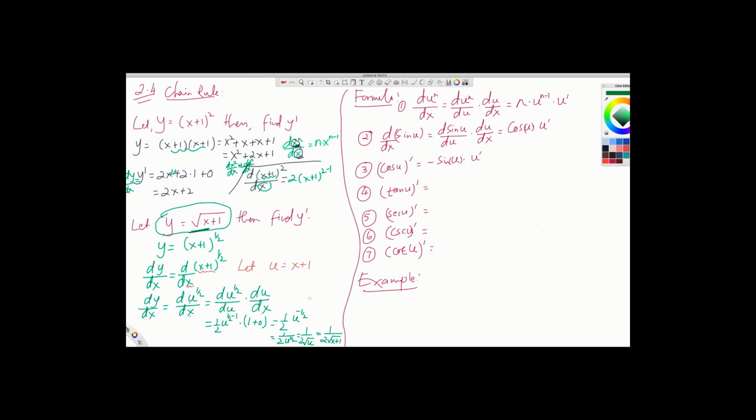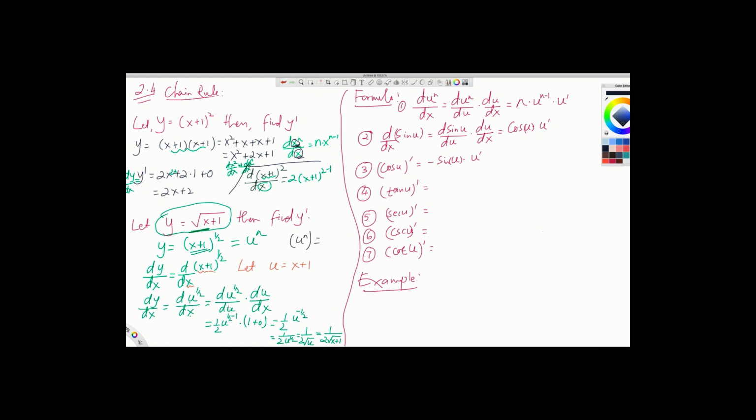So that is the derivative. But here, I was trying to make them match. I was assuming x plus 1, just the base, not the exponent, as u, right? And then you were able to write this as u to the n. When you find the derivative, you're trying to find the derivative of u to the n.